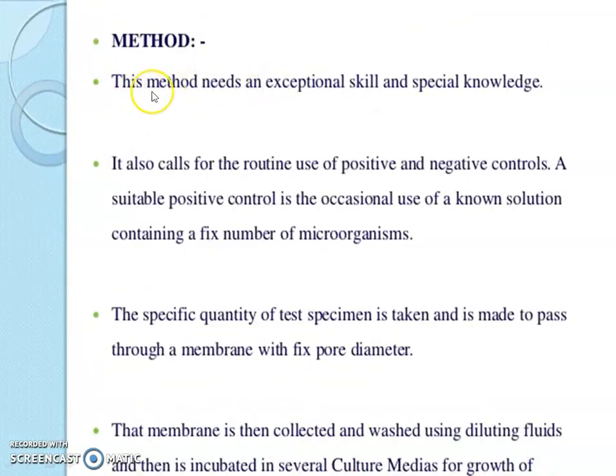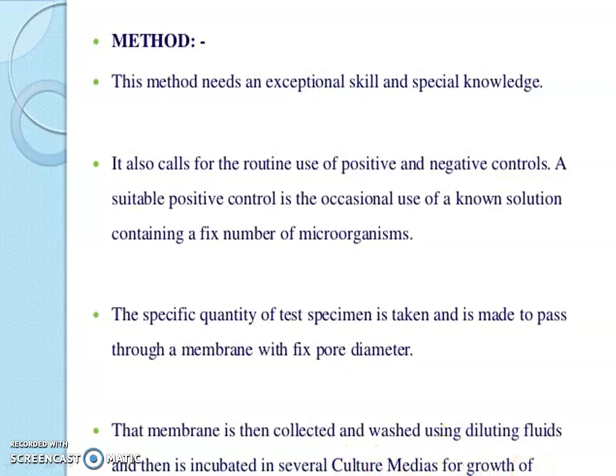Then in method A, this method needs exceptional skill and special knowledge. It also calls for the routine use of positive and negative controls. A suitable positive control is the occasional use of a known solution containing a fixed number of microorganisms. A specific quantity of the test specimen is taken and made to pass through a membrane with a fixed pore diameter. That membrane is then collected and washed using diluting fluids and then incubated in several culture media for growth of organisms.